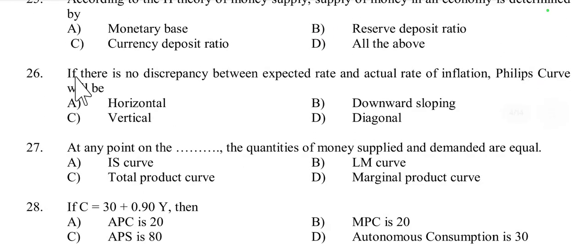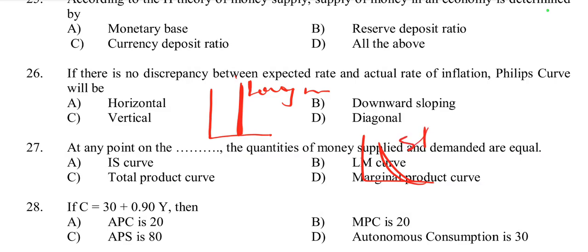Question number 26: if there is no discrepancy between the expected rate and actual rate of inflation, then the Phillips curve will be horizontal, downward sloping, vertical, or diagonal. Here the Phillips curve will be vertical in the long run. We know that in the short run the Phillips curve is downward sloping, a trade-off between inflation and unemployment. This is in the short run and this is in the long run. The shape of the Phillips curve will be vertical.